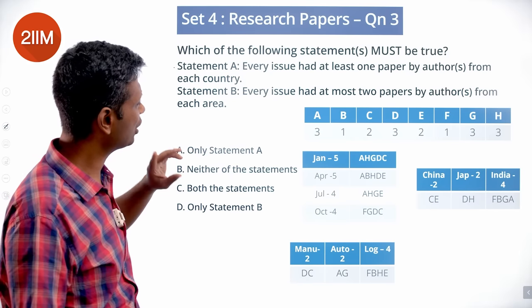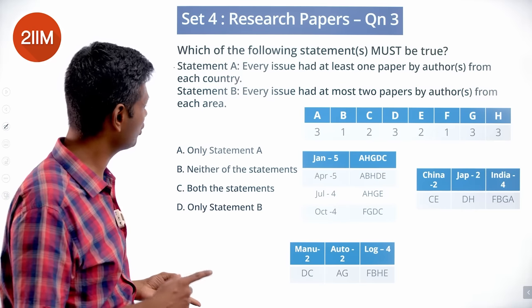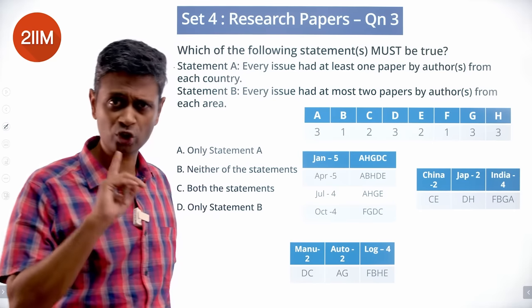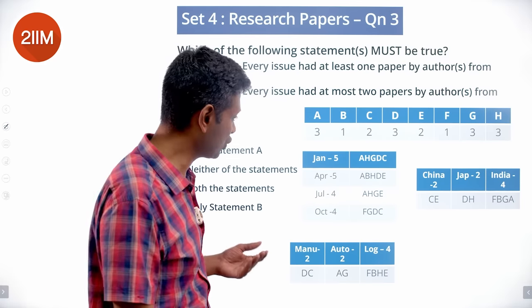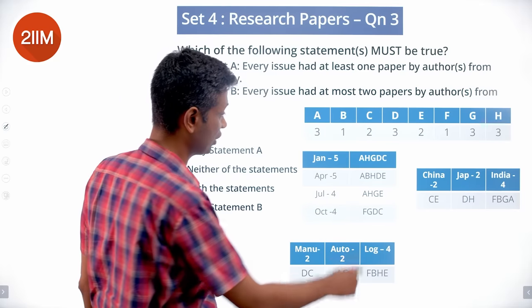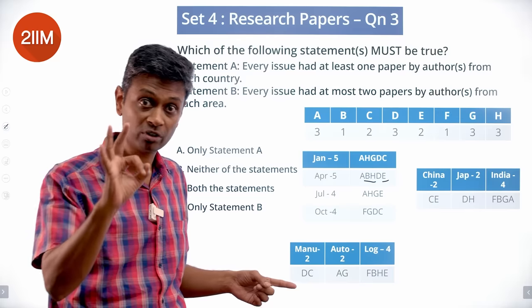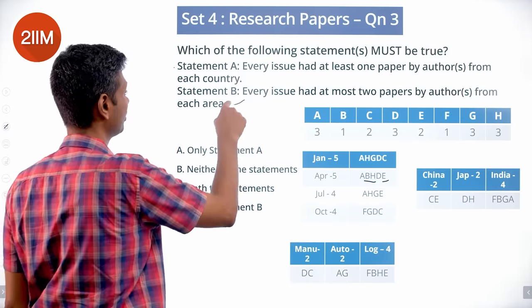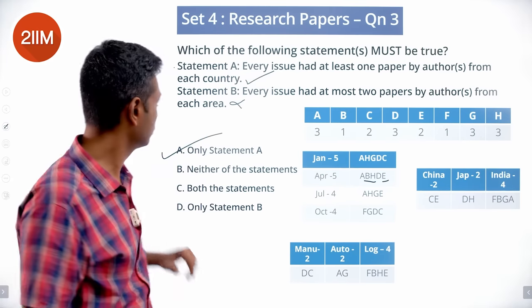Statement B: every issue had at most two papers by authors from each area. For this to be false, we must find three papers from authors from the same area. So I'm going to attack logistics. Logistics has F, B, H, E. If there's any issue which has more than two of these, then we are through. B, H, E are sitting here in the April issue. So in the April issue, there are three papers from logistics. So at most two papers is wrong. Only statement A is correct. That's the right answer.